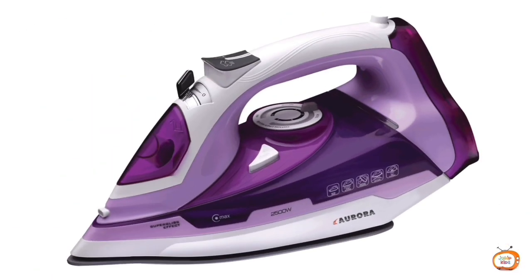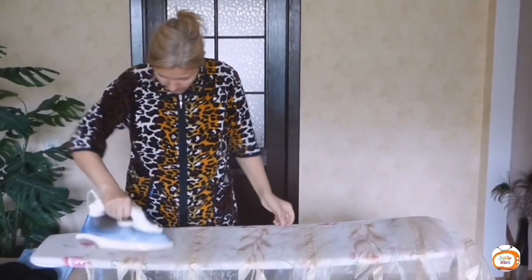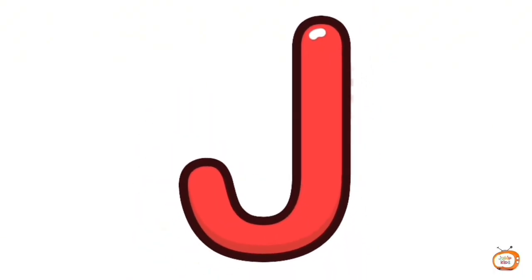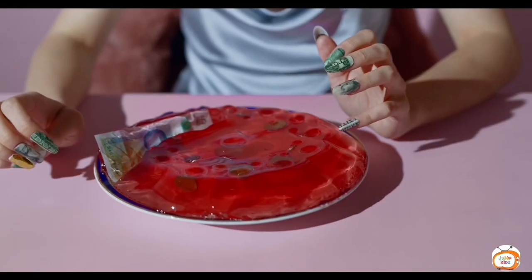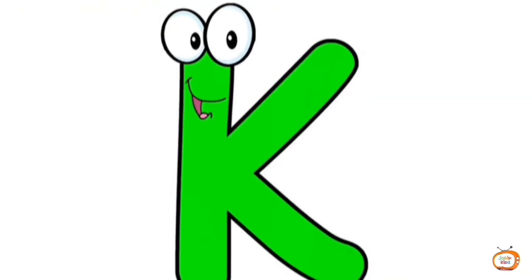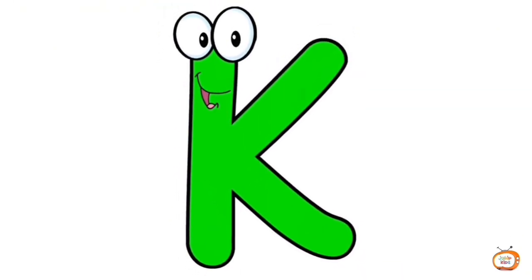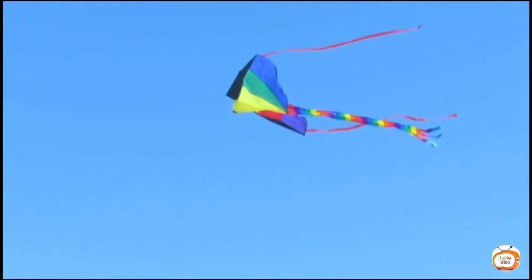I is for island. J is for jelly. Jelly. K is for guy. Good guy.